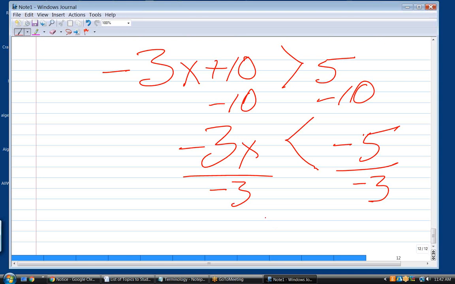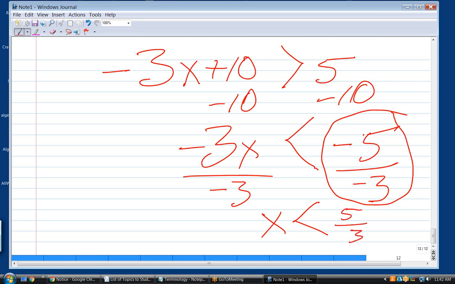So what's my final answer? So it'd be x is less than negative 5 over 3. No, that's not right. Less than 5/3, because negative divided by negative, you cancel. You always need to simplify that.